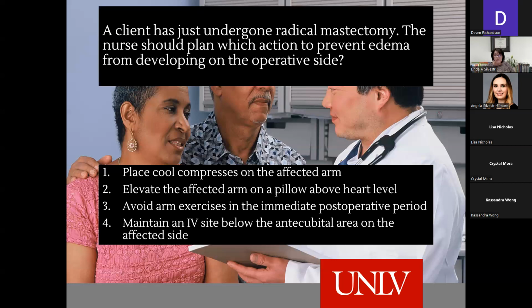Avoid arm exercises in the immediate post-operative period. We don't want them to do active arm exercises, but we do not avoid them. What we would have that person do is twist the wrists, bend the elbow, bend the wrists and the hands back and forth. No range of motion exercises, of course, but we do want them to do a few twisting kind of motions with their arms and hands.